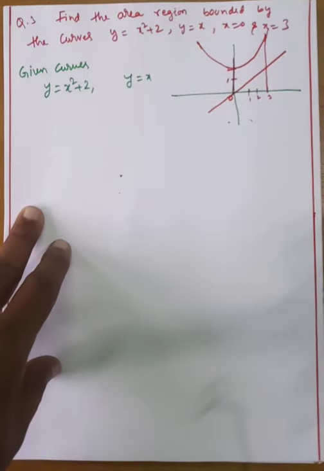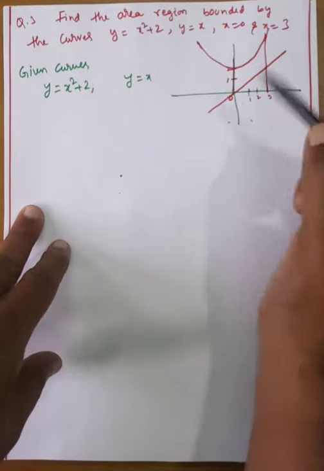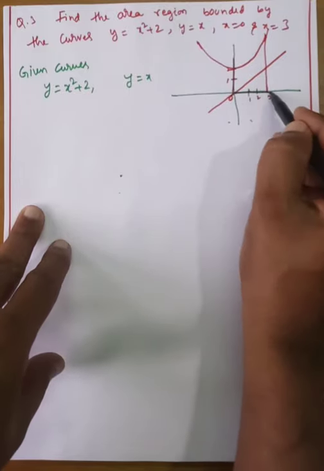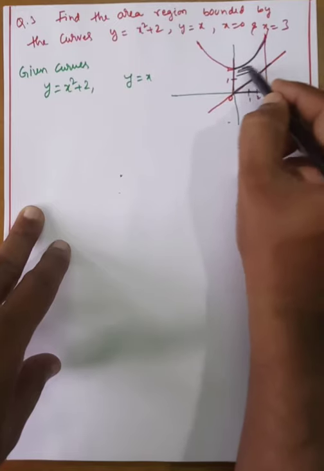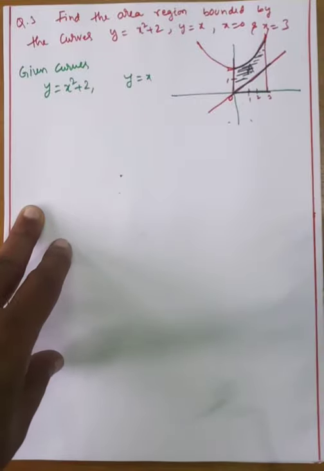Now in between area, in between area means 0 to 3: this is the x axis, this is the curve, this is the curve. In between area means we will find this area. Okay, my dear students.